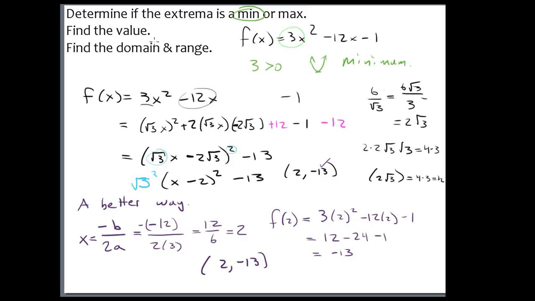So, what's our domain? I'll answer that last question. The domain here is all real numbers. And our range, well, we've got a minimum at 2, negative 13. So negative 13 on to infinity.